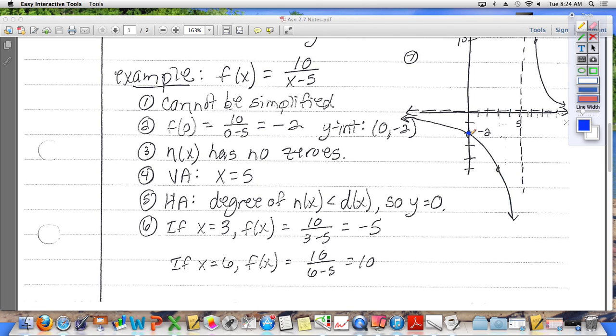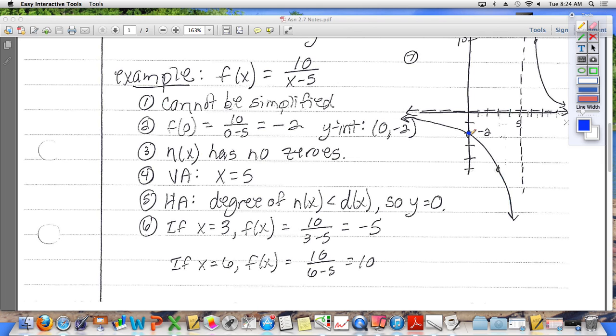The next thing I need to do is find any zeros that the numerator might have. Zeros are the values at the top that make the top equal to 0. So in this case, because we have a constant number on the top, there are not going to be any zeros. That's a huge clue to you guys. If there's not any zeros, it doesn't cross the x-axis, which means there's a really good chance that you're going to have a horizontal asymptote there. And you guys will recognize in just a minute that there is going to be a horizontal asymptote there.